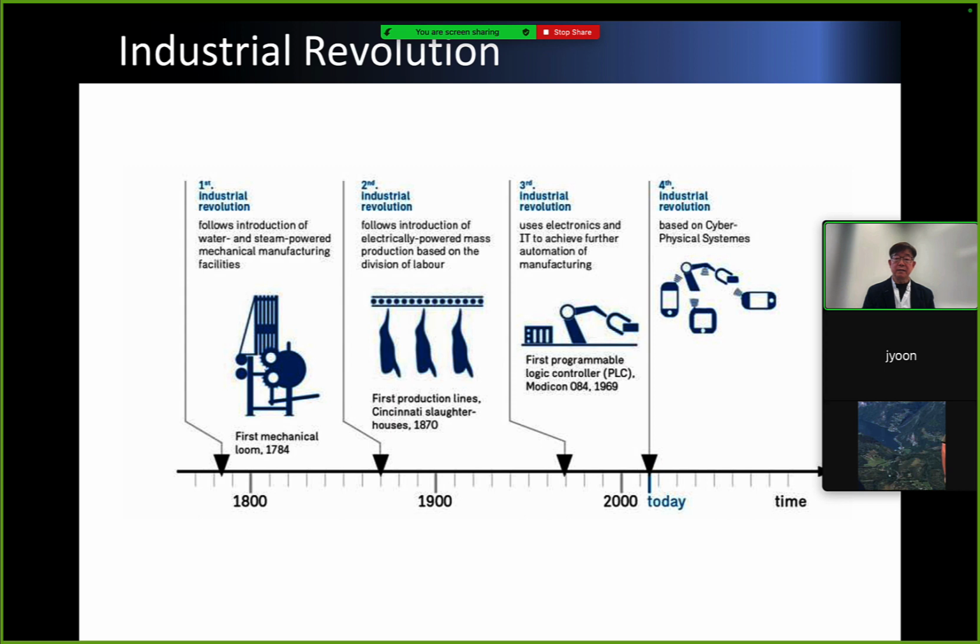And then about 100 or 150 years ago, we have electrically powered mass production. So that goes up to that point. English technologies. And then the third industrial revolution, that is electronics and IT, about not more than 50 years ago, right?